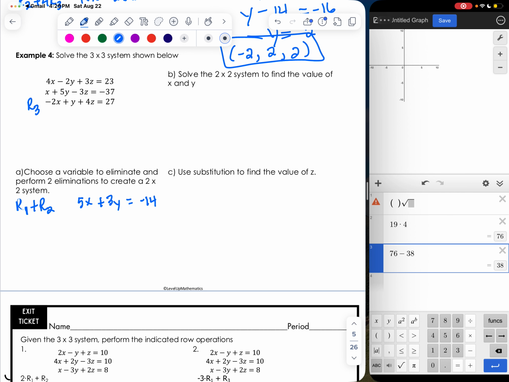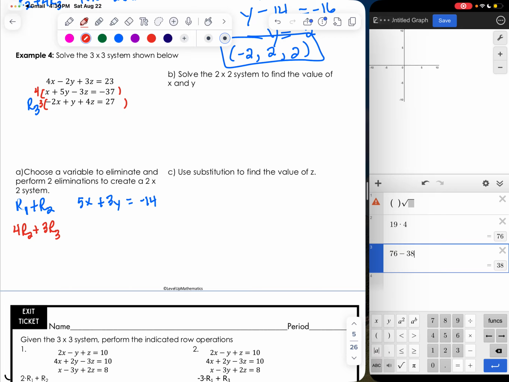All right. Now, I need those z's to become opposites. So I'm going to have to multiply this row by 4, because that would give me a negative 12z, and this row by 3. Okay. So what we're doing here is we're taking 4 times row 2 and adding it to 3 times row 3.